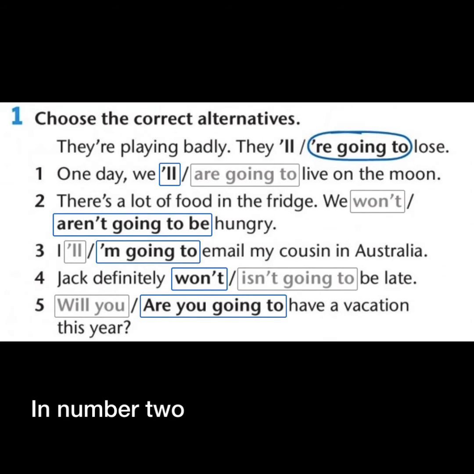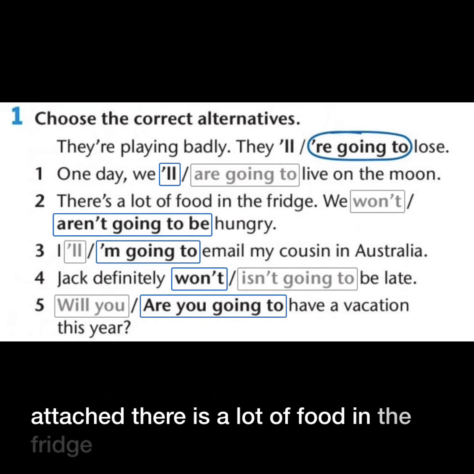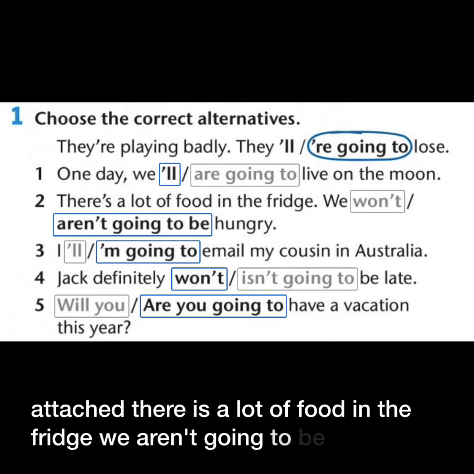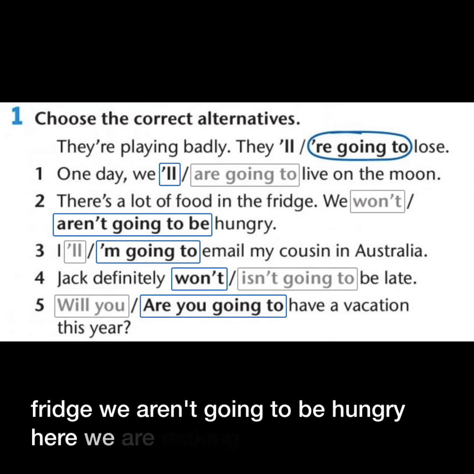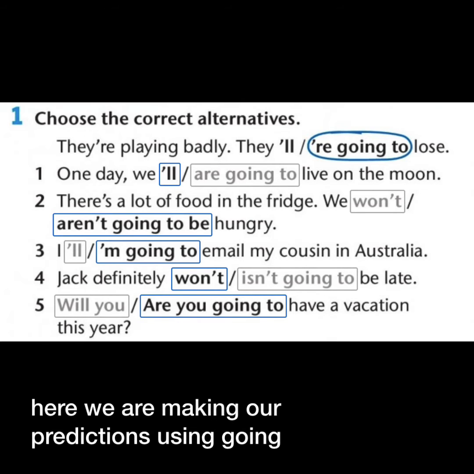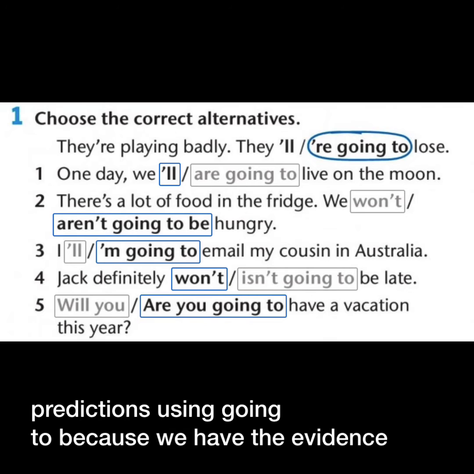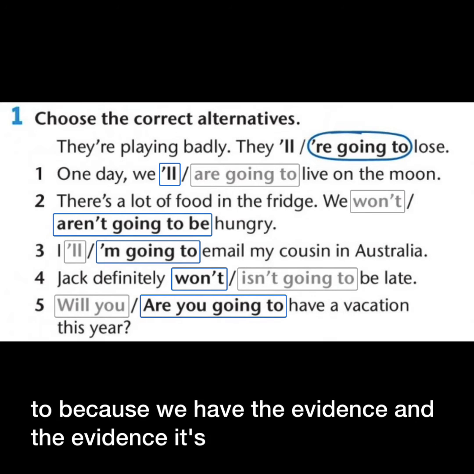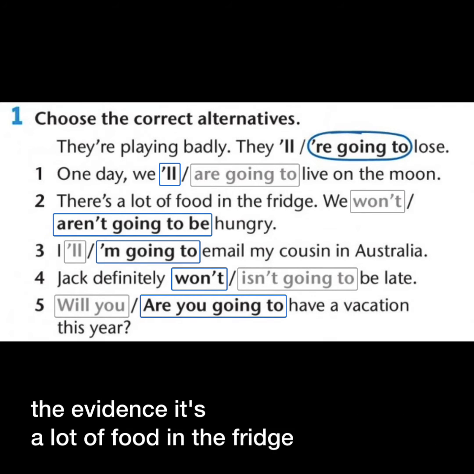In number 2, we have the following. It says, "There's a lot of food in the fridge. We aren't going to be hungry." Here we're making a prediction using going to because we have the evidence. And the evidence is a lot of food in the fridge.